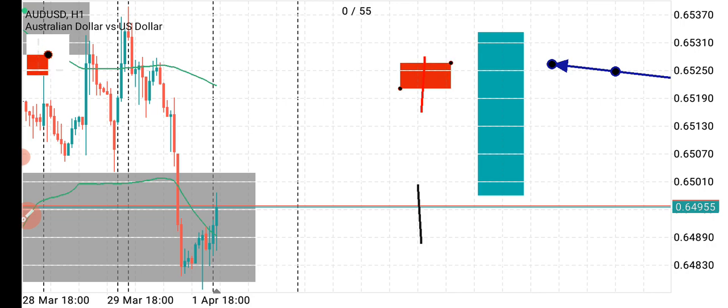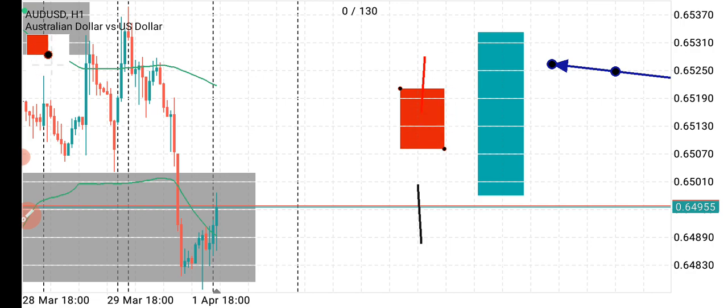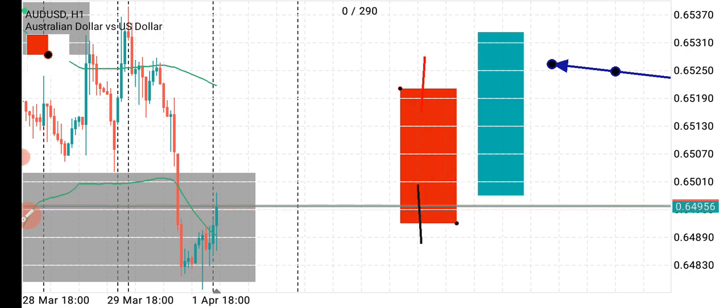And then sellers push the price down. Buyers push it up, sellers push it down. So they keep on pushing up and down. Then sellers push the price down to this level, and then buyers push it up, and the candle closes at this point. So who won? Still sellers won, right?